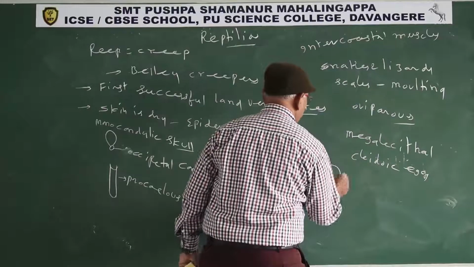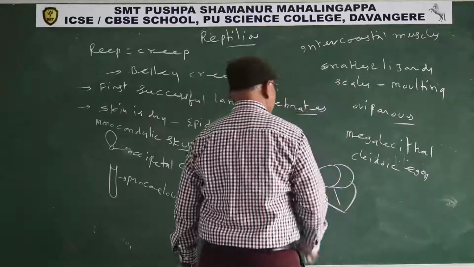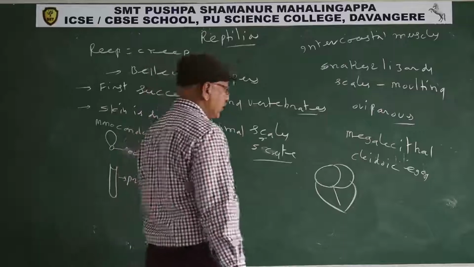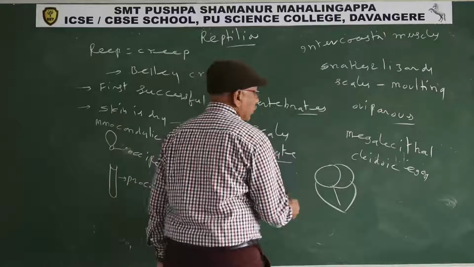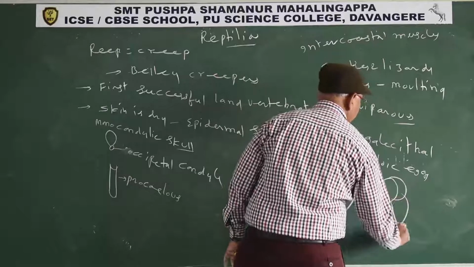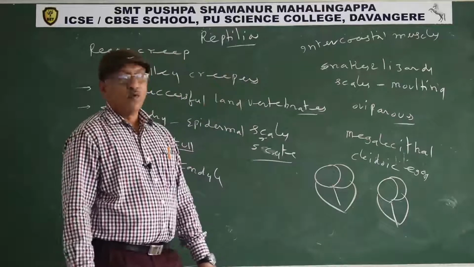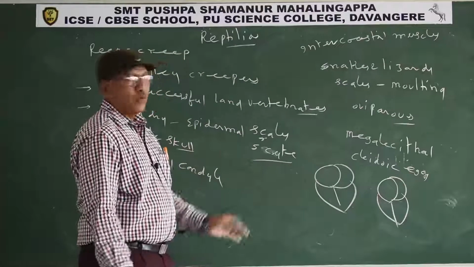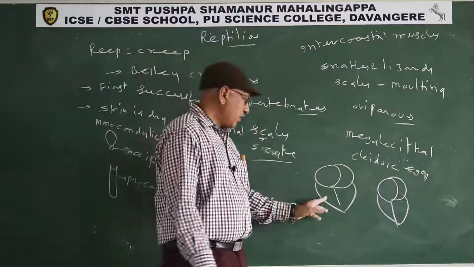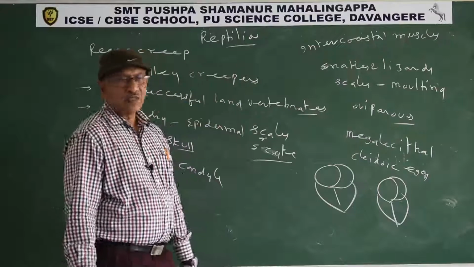Heart is three-chambered. Ventricle is incompletely divided into two chambers. But in Crocodilia, four-chambered heart. First time the four-chambered heart evolved in Crocodilia. Four-chambered heart is seen in Crocodilia, Aves and mammals. In reptiles, three-chambered heart, with the ventricle incompletely divided into two chambers.